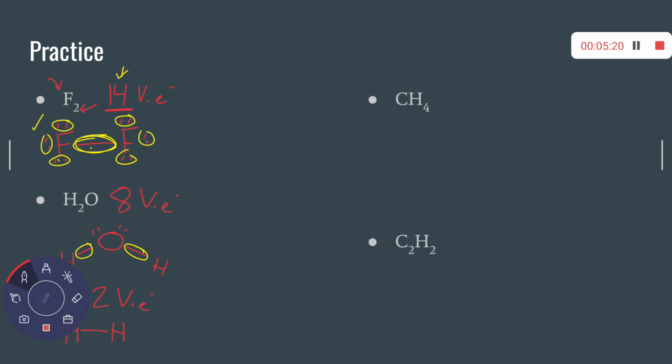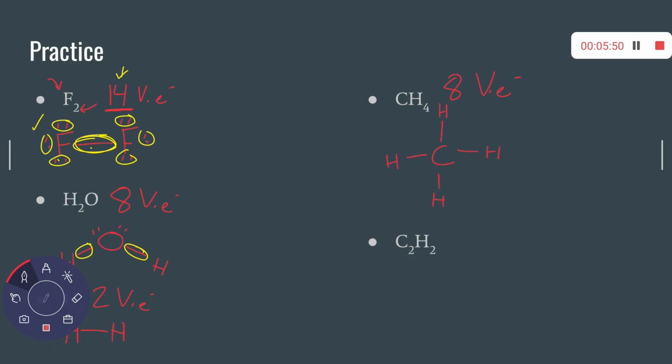Now let's try this one. Let's try CH4. As always, we start with our valence electrons. Carbon has 4 valence electrons, hydrogen has 1, times 4 hydrogens is going to give me 4 plus 4, which is 8 total valence electrons. Now I pick which one goes in the middle. The least electronegative goes in the middle, but that would be hydrogen, and hydrogen can never go in the middle. So my carbon has to go in the middle, and I'm going to draw my skeleton structure of hydrogens around it.